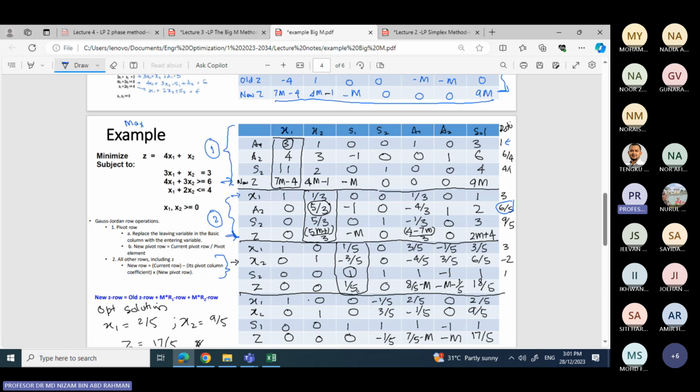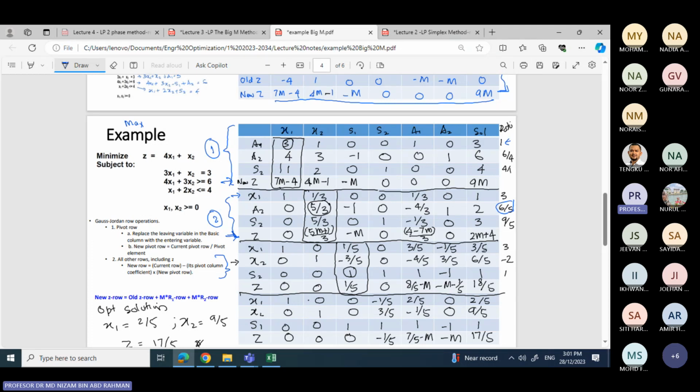So we still have one positive value in here, meaning that the solution is not optimum just yet, right? So this will again be selected as the pivot column, which is S1. So S1 will be entering the solution. Which one will be leaving? Then we perform the ratio calculations.